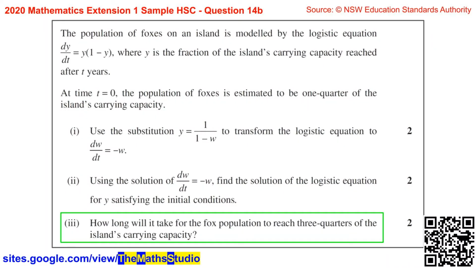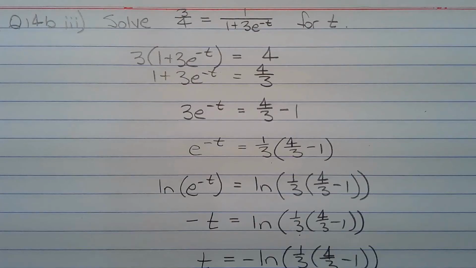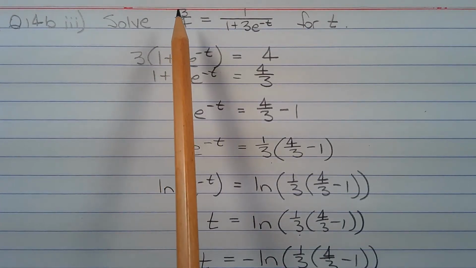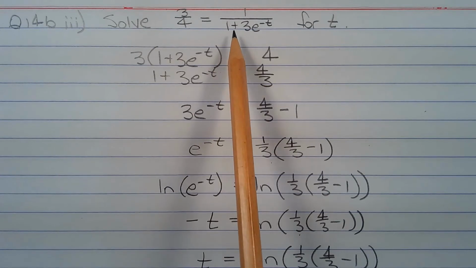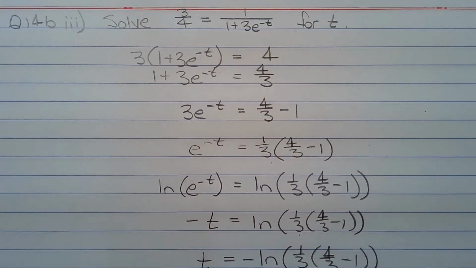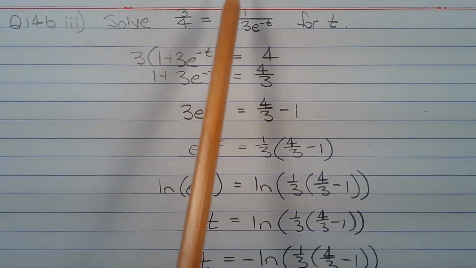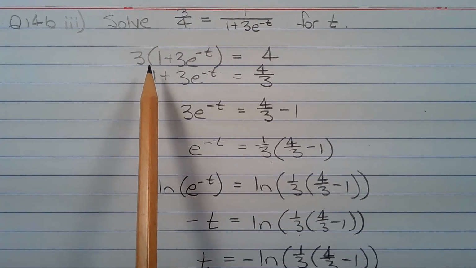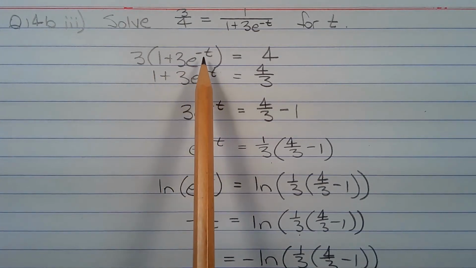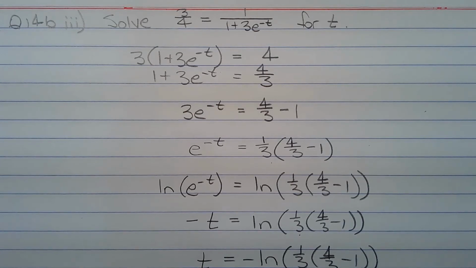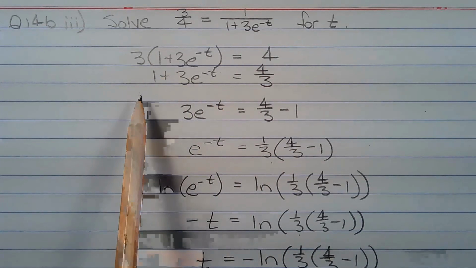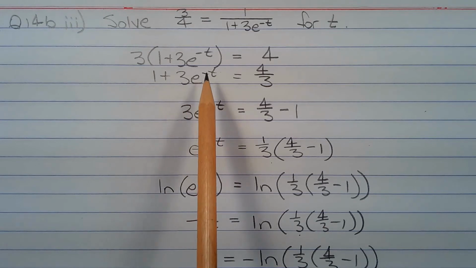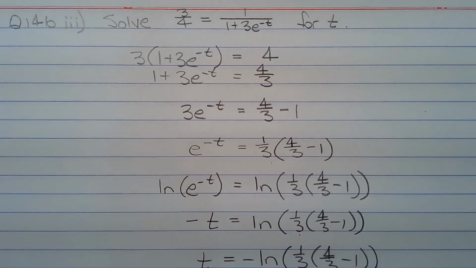Part 3. How long will it take for the fox population to reach 3/4 of the island's carrying capacity? Solve for t the equation 3/4 = 1/(1 + 3e^(-t)). By cross multiplication, the equation becomes 3(1 + 3e^(-t)) = 4. Dividing both sides by 3, we get 1 + 3e^(-t) is equal to 4/3.